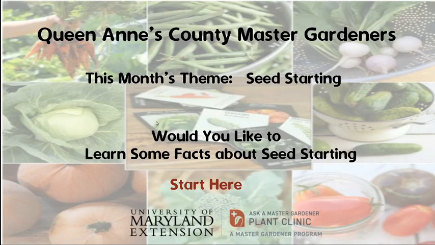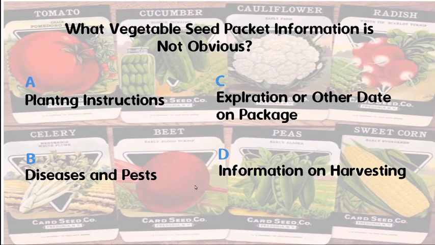Okay, so here's the first slide. Click here, and I just made this up as some examples. Like, what vegetable seed packet information is not obvious? And the way I've got it set up, it's a bunch of slides. For each question, there are 3 slides: the question slide, the bad answer slide, and the correct answer slide.